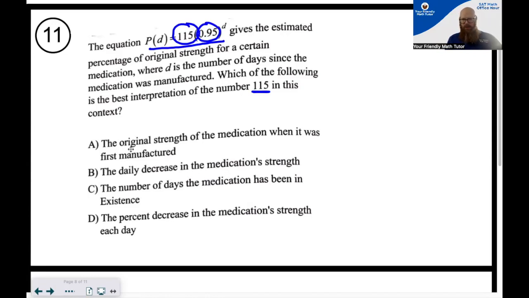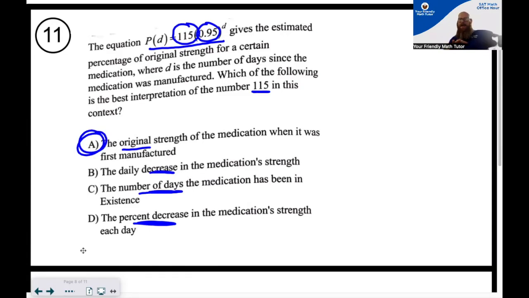So I see the word original, so that makes me go to that one, but it's definitely not a decrease. It's not the number of days that has been in existence, and it's not a percent decrease. So it is definitely A. It's the original, the beginning or starting amount.